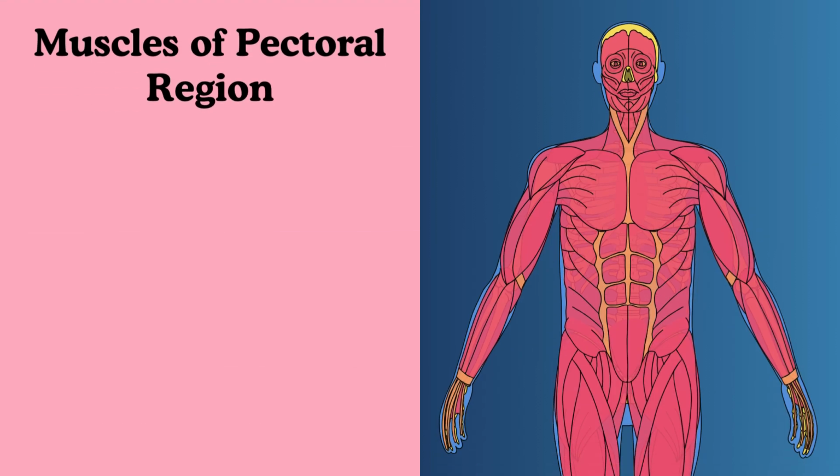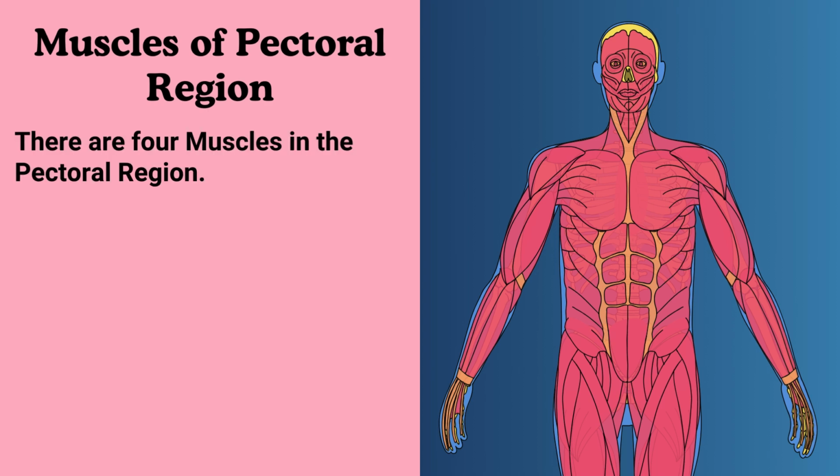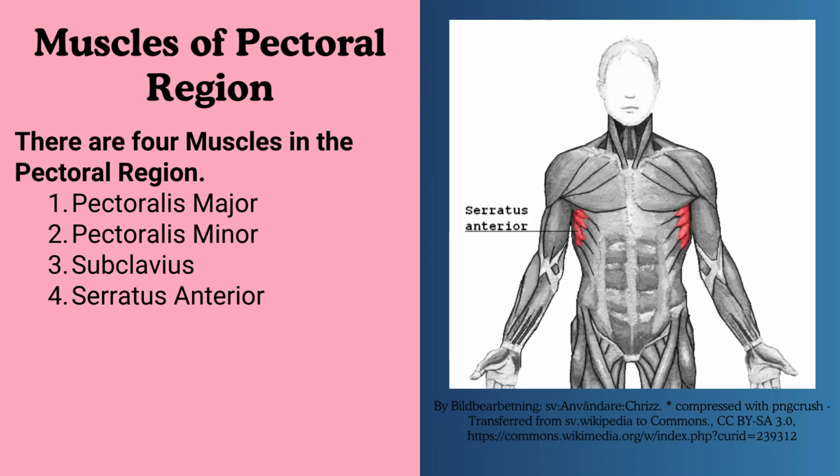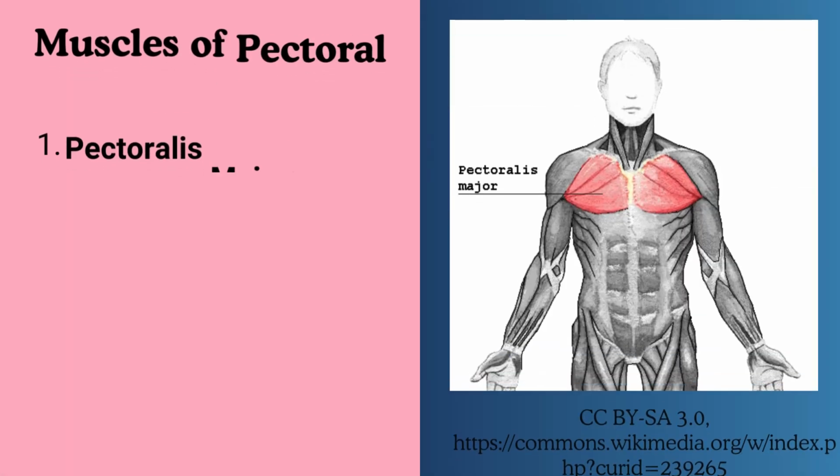After bones, now we will discuss the muscles of the pectoral region. There are 4 muscles in the pectoral region: Pectoralis major, Pectoralis minor, Subclavius, Serratus anterior.